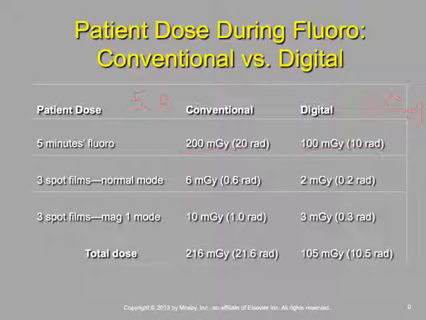But primarily what the digital is doing is it's pulsing. So it has a higher MA, but it's pulsing it. It doesn't have as high a seconds, right? It's pulsing that energy in order to capture the image.